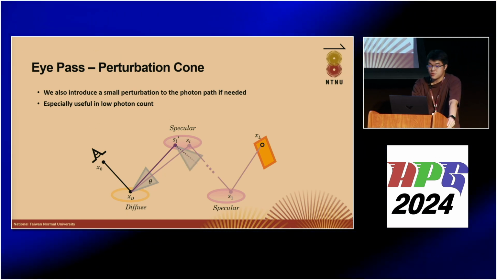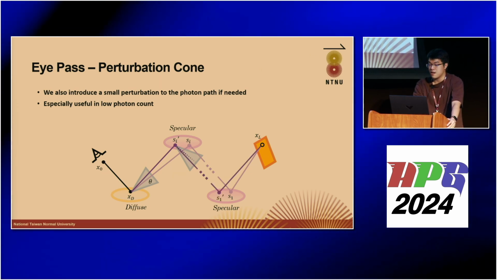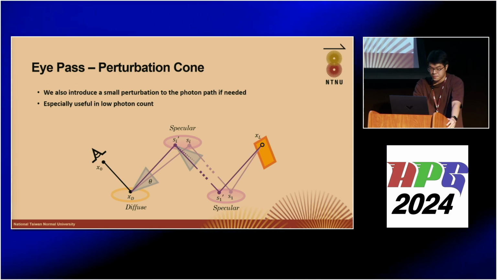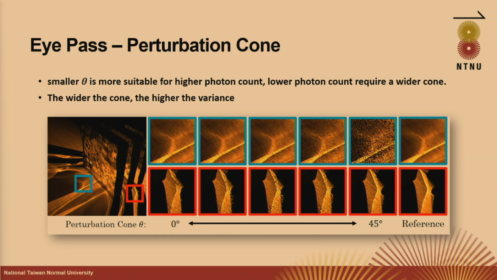If we do this at each bounce, then we will get a slightly offset CPath, which allows us to explore the local path space even more thoroughly. But be careful with how you set up the theta value, because generally a smaller theta is more suitable for higher photon counts, as their gaps should be smaller because we have more photons. Lower photon counts require wider cones or a higher theta value. But at the same time, a wider cone will also come with higher variance, as we are basically reintroducing random sampling into our method.